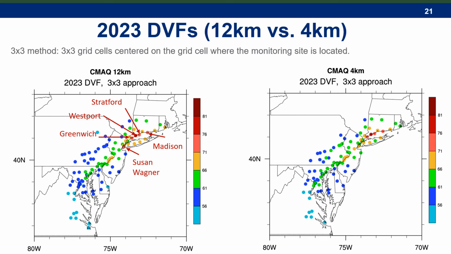This slide shows the 2023 DVFs using a traditional 3x3 approach. CMAQ 12 km platform shows that 5 sites will have their DVFs larger than 71 ppb. CMAQ 4 km platform shows 4 sites with DVFs larger than 71 ppb. Susan Wagner is not on the list.